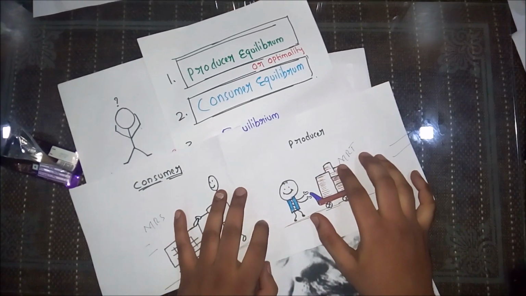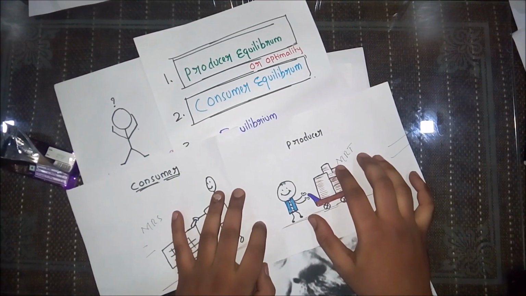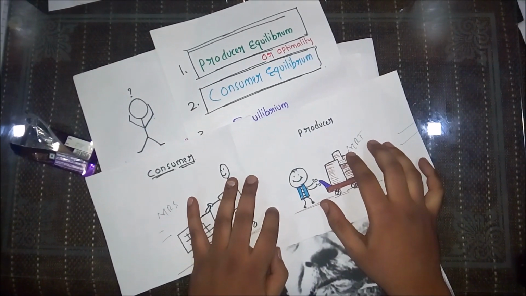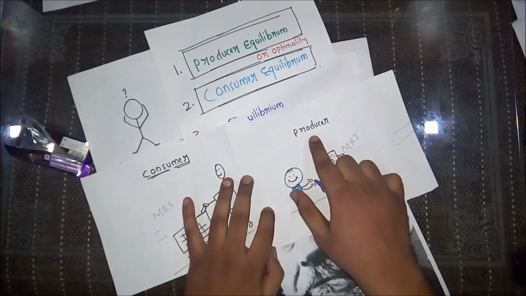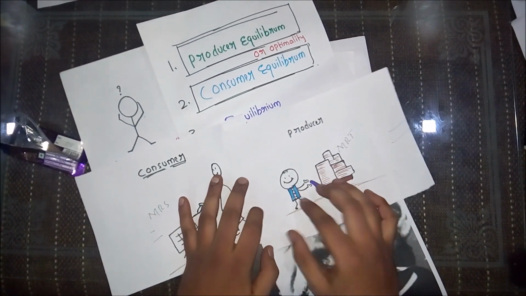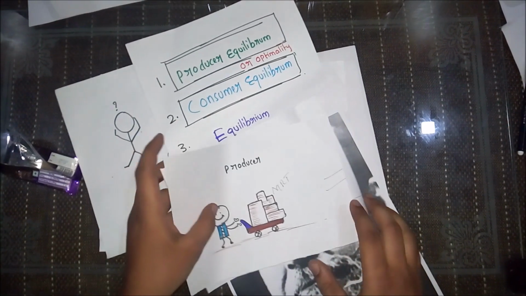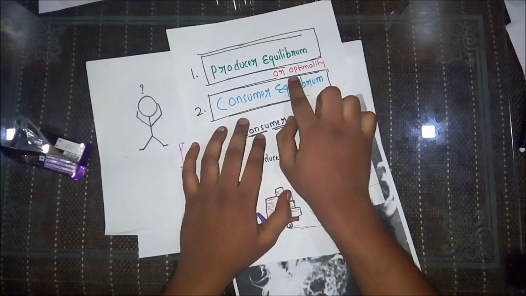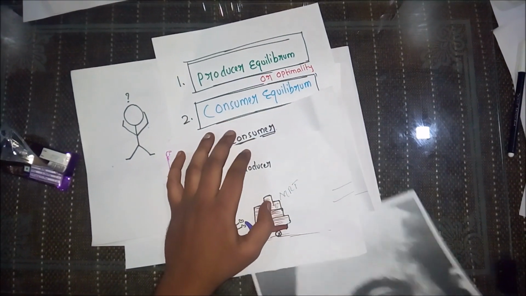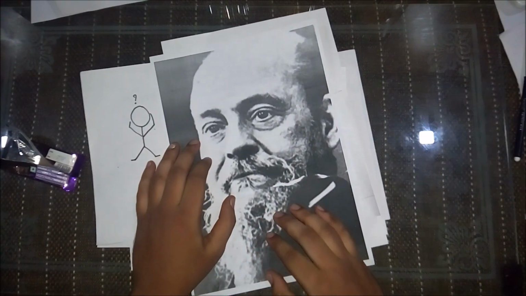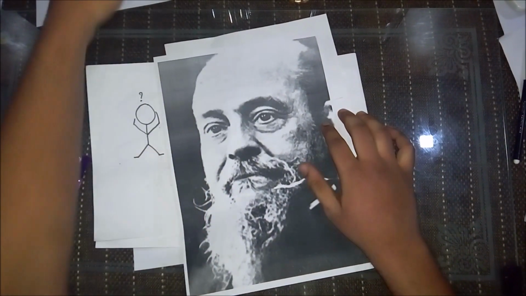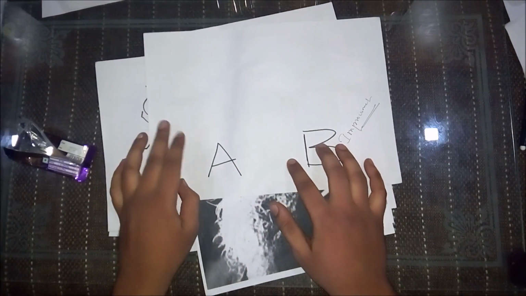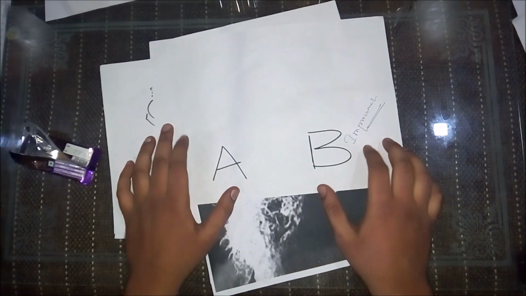Pareto says social welfare will be maximized when we attain the optimum conditions of consumer and producer. Now, in order to understand the optimum conditions of producer and consumer, first we need to understand the meaning of optimality. Pareto, the founder of welfare economics, has taken two consumers and producers into consideration to explain the concept of optimality.